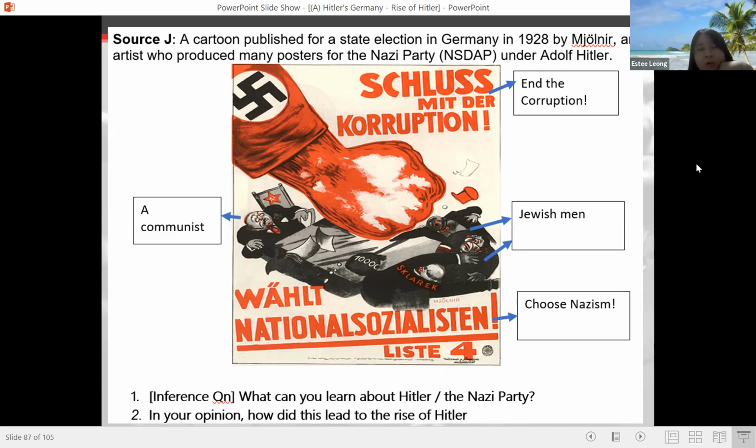End the corruption. How do you end the corruption? You end the communists, you end the Jewish men. How do you do this? You choose Nazism. So what can we learn about Hitler and the Nazi Party? You can say that they used the communists and Jewish men as scapegoats, as easy targets, for the people to support the Nazi Party instead. So how did this lead to the rise of Hitler? People believed in their rhetoric. They believed that the Jewish people and the communists were the reason for Germany's ills, and they flocked to the Nazi Party instead.